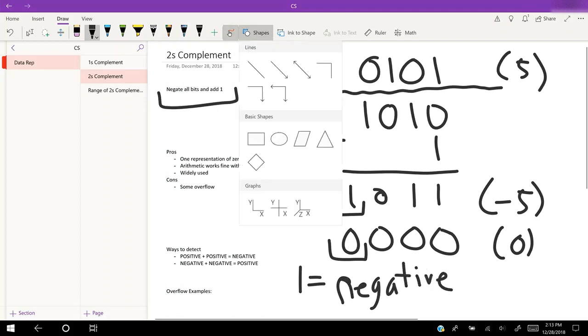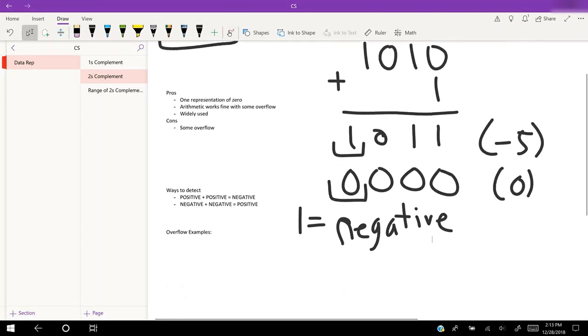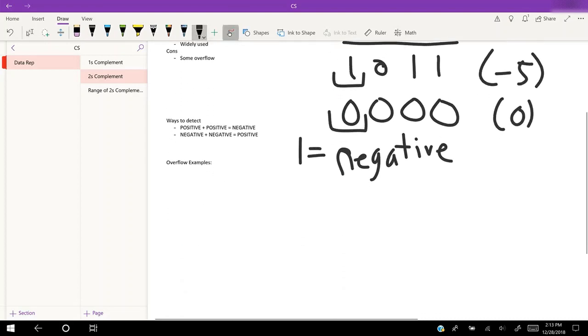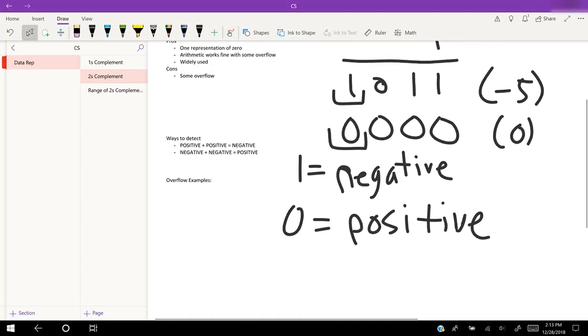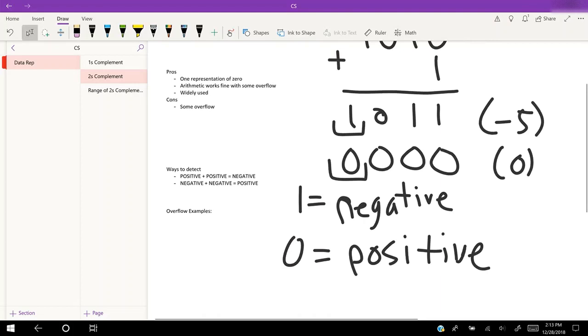And then if it's 0, it's going to be a positive number. And you'll see this as a trend in two's complement anytime. That's why there's only one representation of 0, because you can only have one positive zero. You can't have the array of ones that one's complement had before.